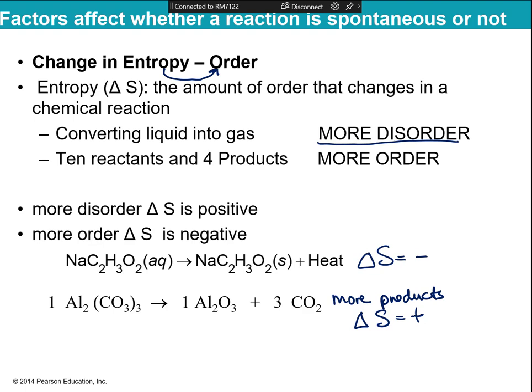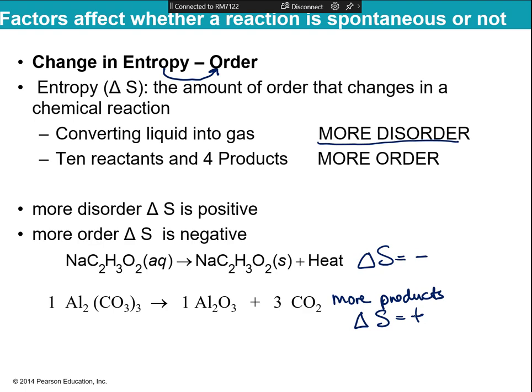So if heat is given off, your delta H is negative. If my reaction becomes more ordered, my delta S is negative. Disorder is always more favored, just like heat being released in a reaction is more favored. Being more disordered is more favored as well.